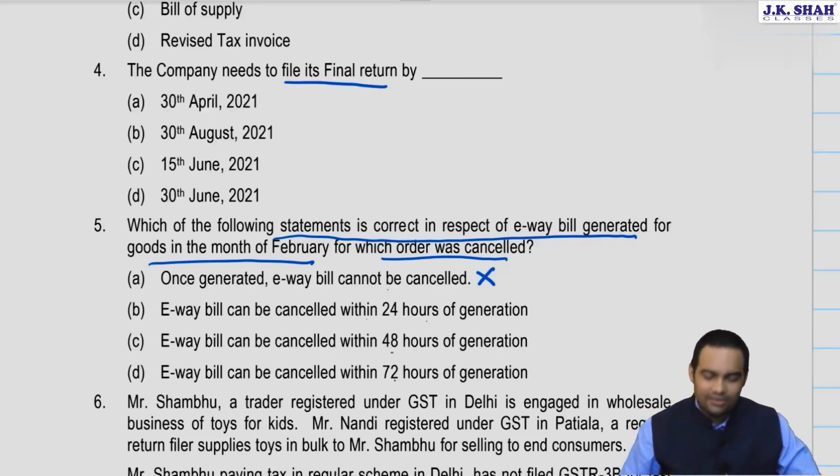See, without even reading the main case study, we are able to answer 2 to 3 questions and think on those lines. It saves a lot of time. Always follow this strategy for case study based MCQ. First, read the questions, then read the case study to save time. Okay, so though we know the answer that it is 24 hours, let's read the case study now.